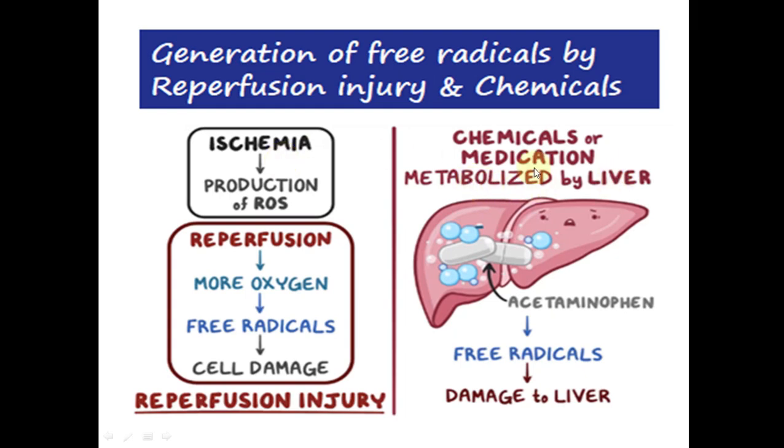Certain chemicals and medications, we know, are metabolized in the liver, for example carbon tetrachloride and acetaminophen, commonly known as paracetamol. During the metabolism of these medicines and chemicals, free radicals are formed, and they can damage the liver hepatocytes. Their role in diseases like Wilson disease, hemochromatosis, and various forms of hepatic disease like hepatitis is well established.